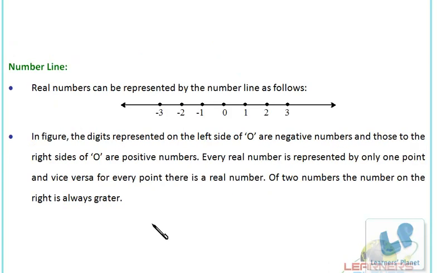Now friends, let's see how we represent real numbers on a number line. Here we see a number line. The numbers after 0 are positive numbers, and the numbers before 0, or we can say on the left hand side of 0, are negative numbers, right? So here we have positive numbers, here we have negative numbers, right? So whenever we have to represent real numbers, if the numbers are positive, we represent them on the right hand side of the 0, and if the numbers are negative, we represent them on the left hand side of the 0, right?